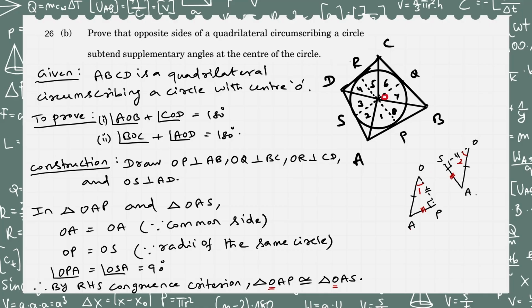So angle POA only we have marked like angle 1 in the picture, and AOS only we have marked like angle 2 in the picture. So that implies angle 1 equal to angle 2 by CPCT, right? Corresponding parts of congruent triangles are equal to each other, right? So by CPCT we can tell this. The same way we have to write for every other pair of triangles.